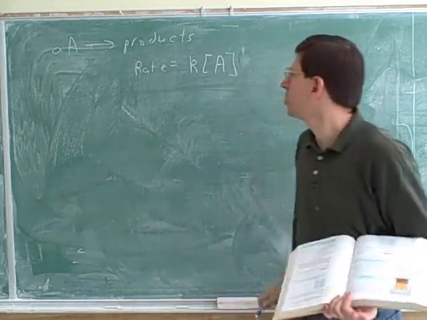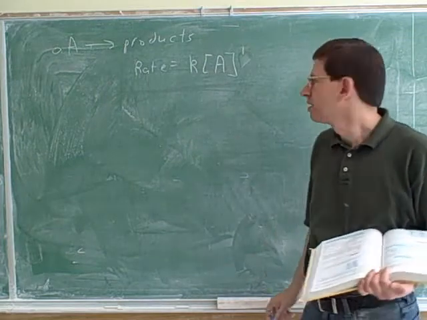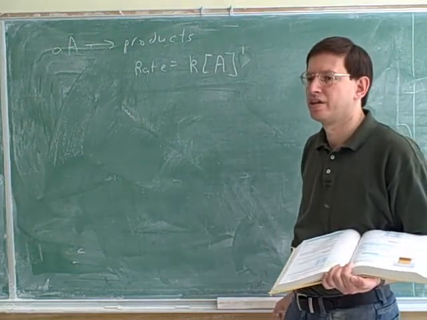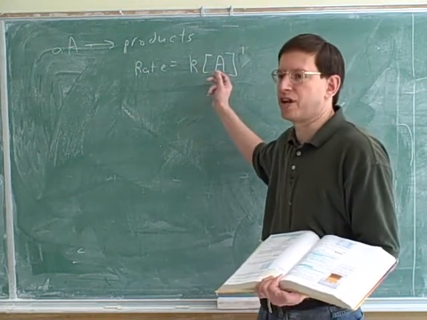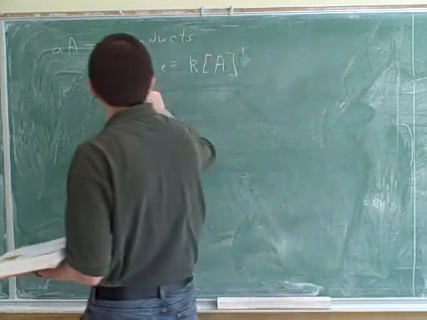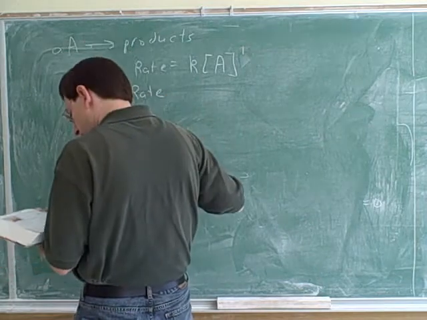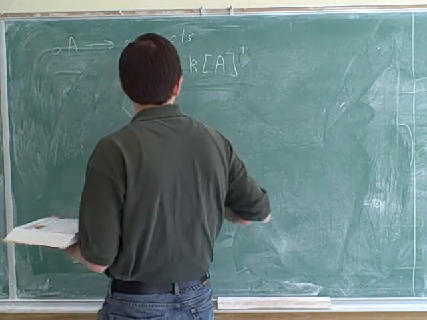Okay, so here's a possible rate expression. Which order is this? First order. Now, so far, this is still the rate expression in terms of concentrations. So let's write this in terms of time. Now the rate expression would look like this.